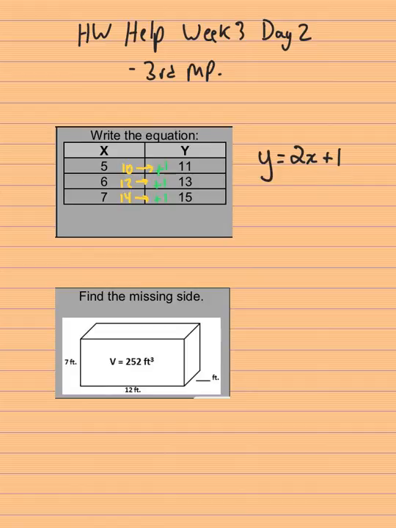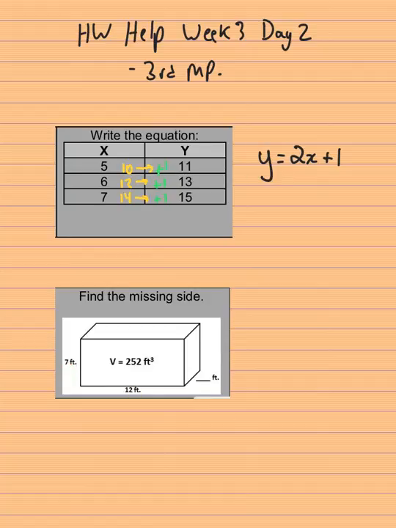Okay, let's go on to the second problem. Now this one says find the missing dimension. And let's check it out. Notice, let me change the color of my pointer here. Notice they give us the volume, 252 cubic feet. They give us the height, the width, and we're missing the length.